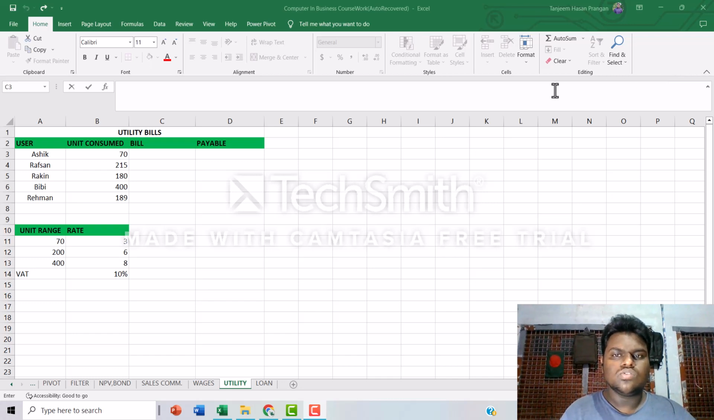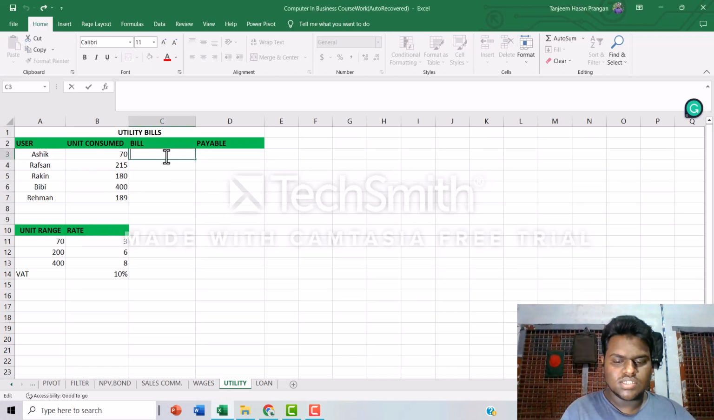In today's video, we are going to learn about calculation of utility bills. So here you can see some of the conditions which we are going to use in the if function, the rate at the unit range, and this is a chart with the utility bill users and their units consumed. So we are going to calculate their bills.